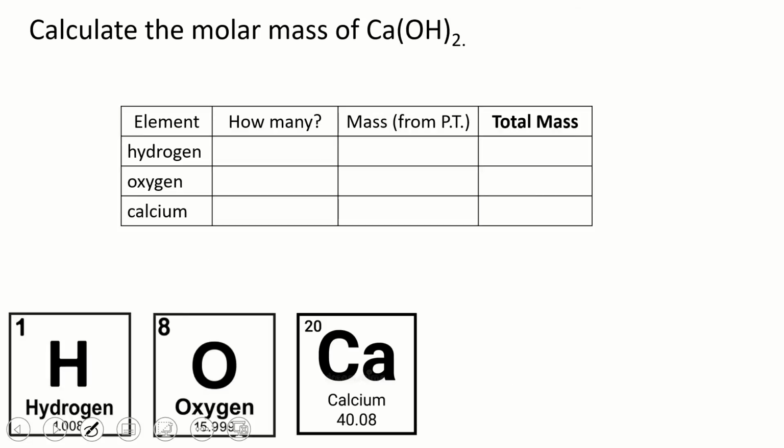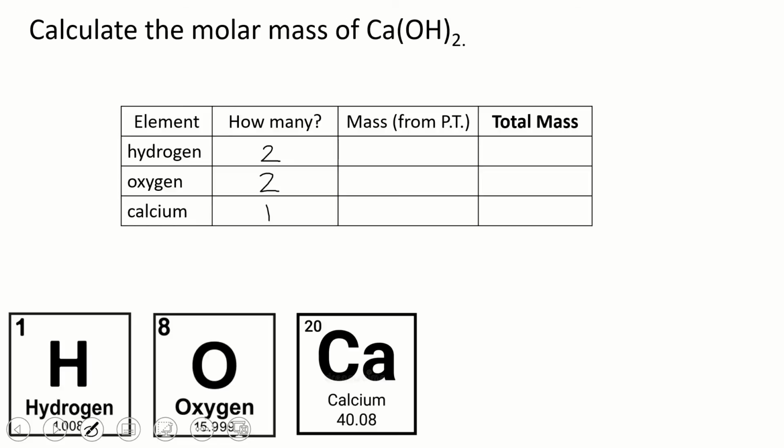Let's try one more. So here we're asked to calculate the molar mass of Ca(OH)2, or calcium hydroxide. We'll do very similar things to what we just saw, in that we'll find how many of each element we have. So for hydrogen, given the formula, we have 2 of them. Oxygen, we also have 2. And calcium, we just have 1.